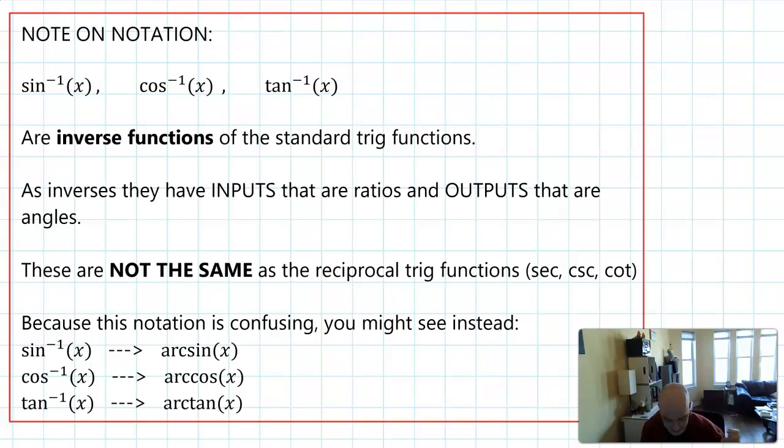Sine inverse, cosine inverse, and tangent inverse use these little -1 things. That is the inverse symbol, like when I write f inverse of x, I mean the inverse function of f of x. This is not the same as reciprocal functions, right? This is not the same as 1 over f of x. It's not the same as secant, cosecant, or cotangent. Completely different things. The inverse function here is switching the inputs with the outputs.